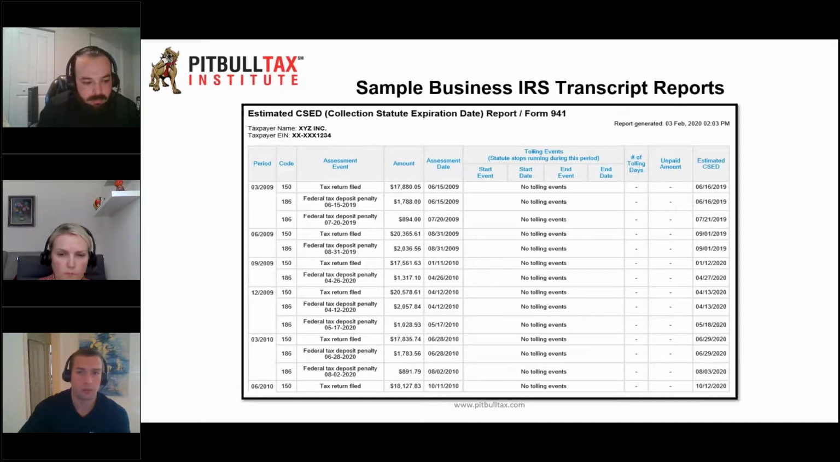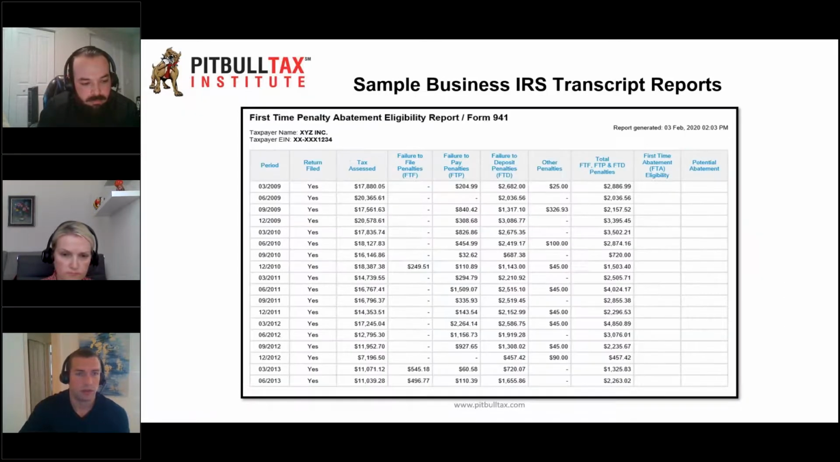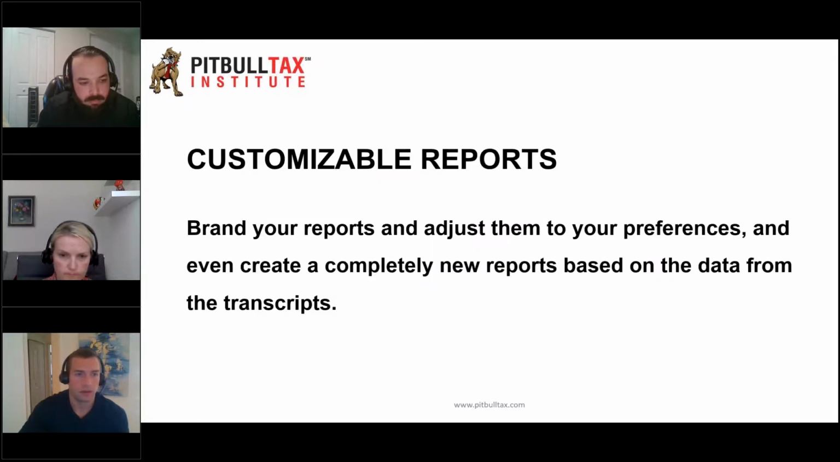Okay, here's the 941 version. So it will generate all the reports for both the 940 and the 941s. Here's the first time penalty abatement eligibility for Form 940. It works the same as the individual. It'll show you if they have a potential abatement and the amount. Here's the 941 version. So same thing, it'll show you any potential abatement for the client.